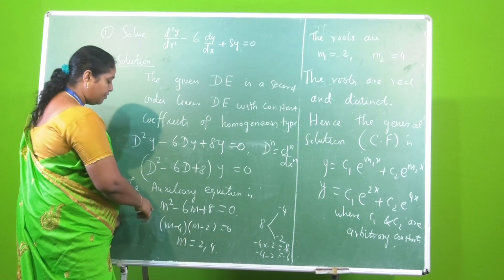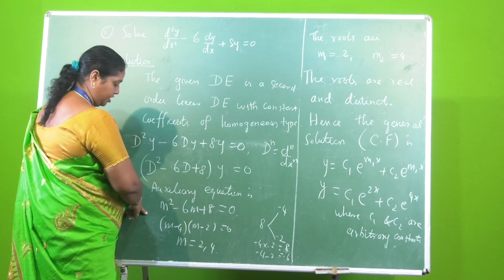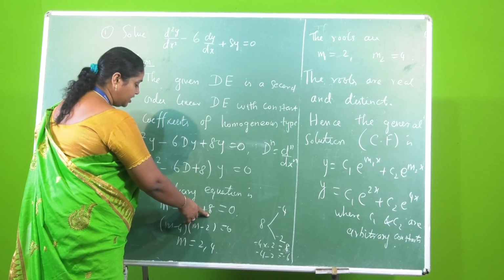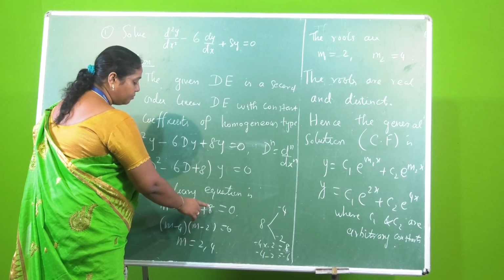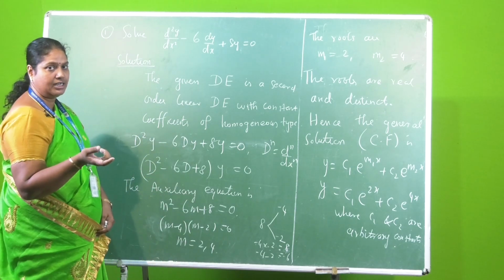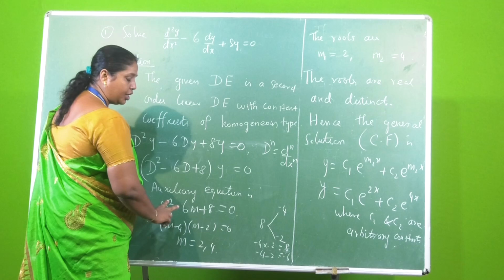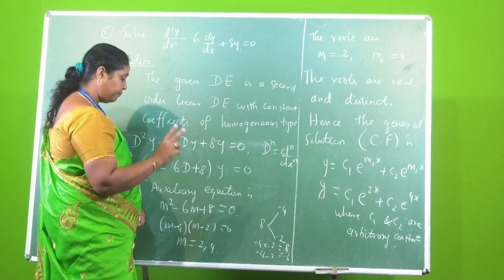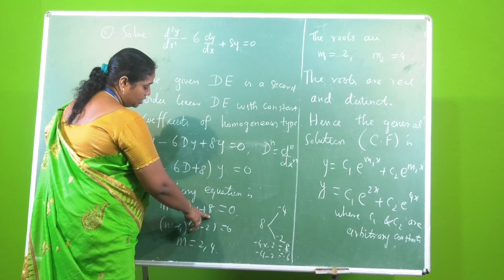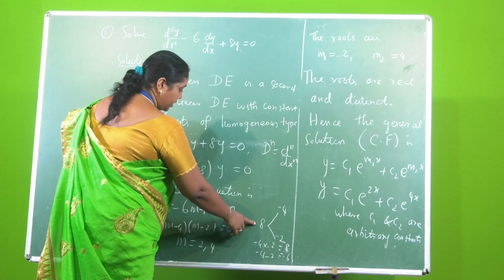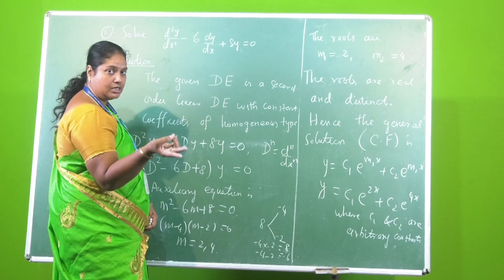Then we have to find the roots of this equation. You can use any method. Now by observing this 8 and 6, I prefer the factor method. That is, I am going to factorize this expression into a product of two linear factors. How will it be done? For that we have to consider the last term, the constant term, that is 8. So 8 can be written as 4 twos are 8.